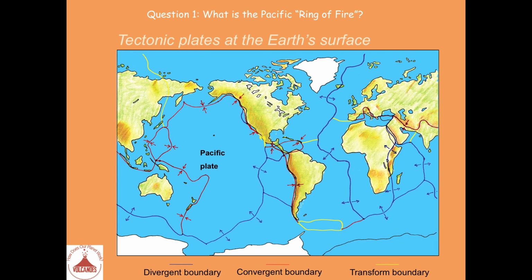So here is again a series of plates, tectonic plates. You have a divergent boundary at the bottom of the sea, and you have the long convergent boundary encircling the Pacific Ocean, which is called the Pacific Ring of Fire.